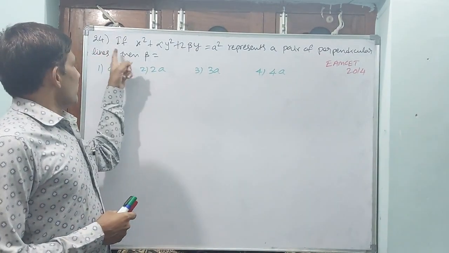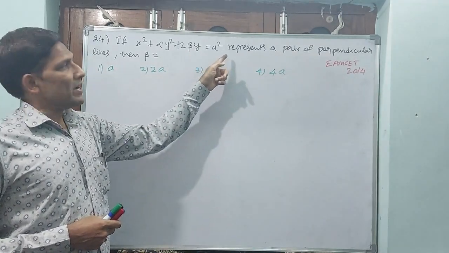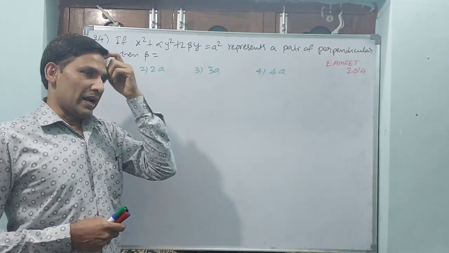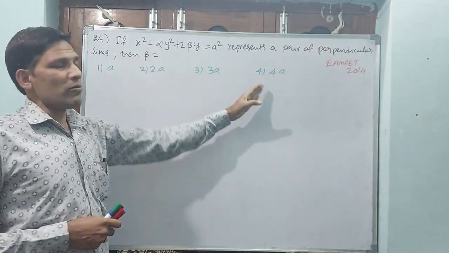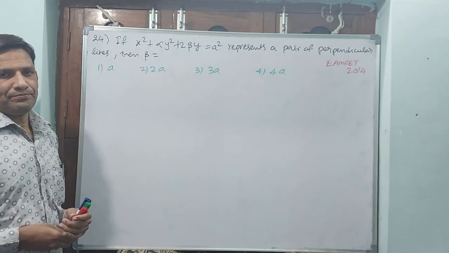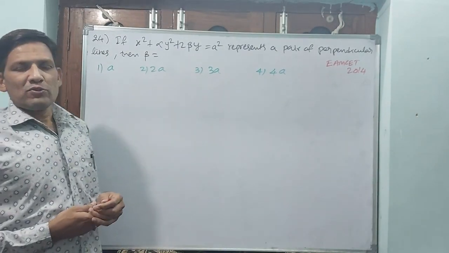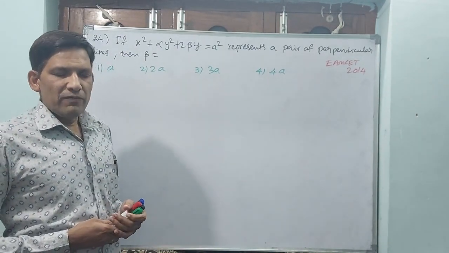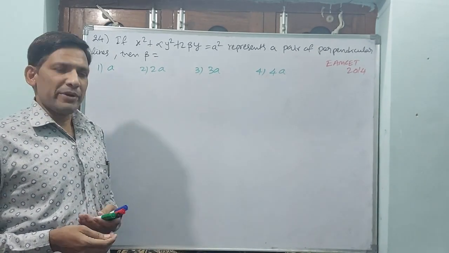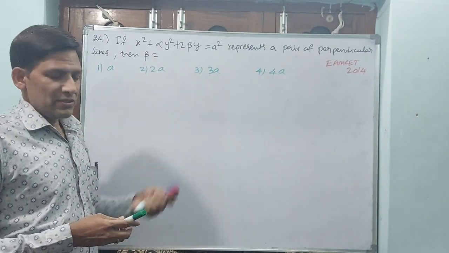Question 24: If x square plus alpha y square plus 2 beta y is equal to a square represents a pair of perpendicular lines, then beta is equal to how much? See, what are perpendicular lines? If the coefficients of x square and y square together become 0, then these lines are called perpendicular lines. That means a plus b is equal to 0 should come.